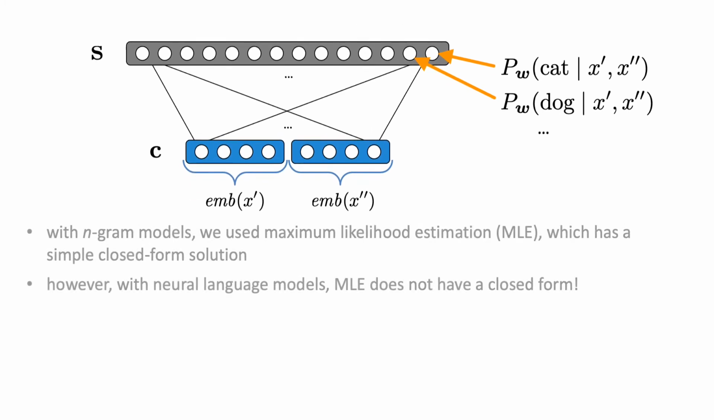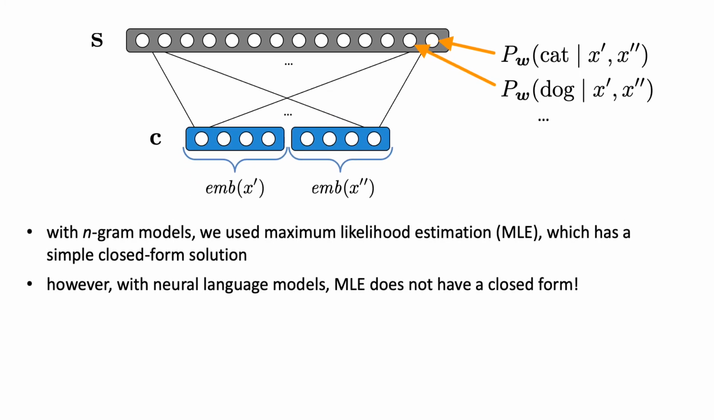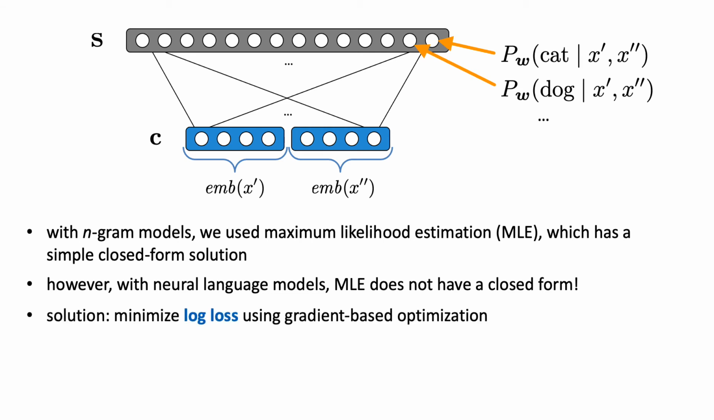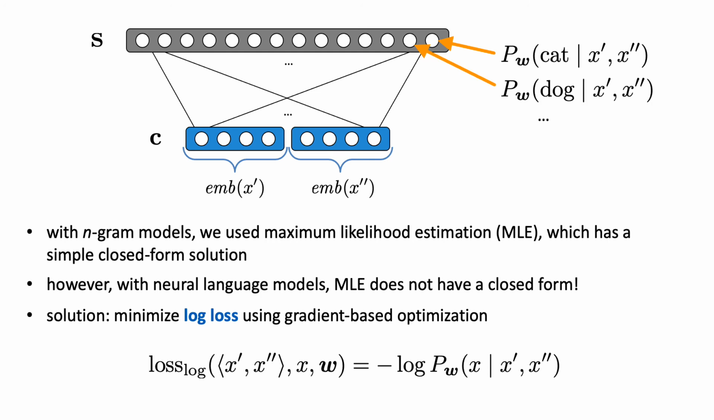With n-gram models, we used MLE, which has a simple closed-form solution. However, with neural networks, MLE does not have a closed-form solution. Fortunately, we know how to handle this. Let's write down the quantity we want to optimize and use gradient-based optimization. Maximizing likelihood is equivalent to minimizing negative likelihood, which is equivalent to minimizing negative log likelihood. This gives us a new loss function, which is called log loss. Generally speaking, it's the negative log of the probability of the gold standard output conditioned on the inputs.